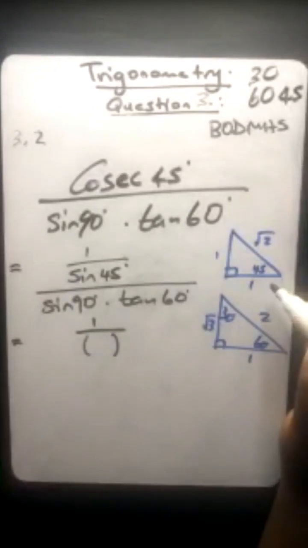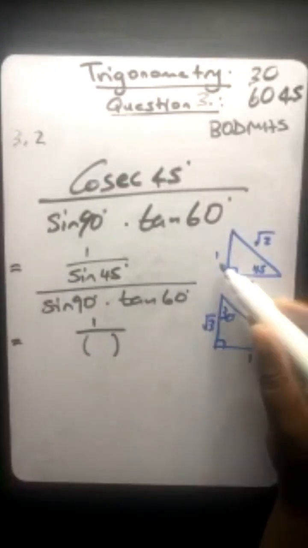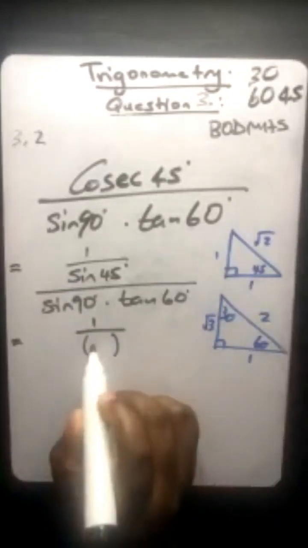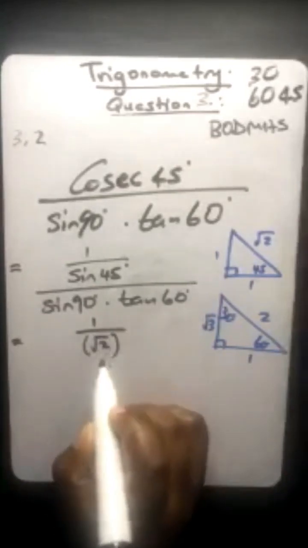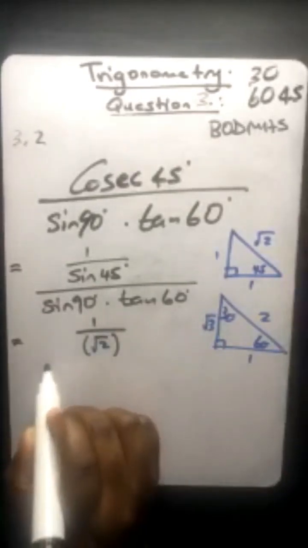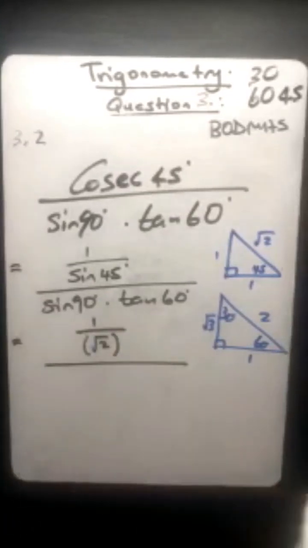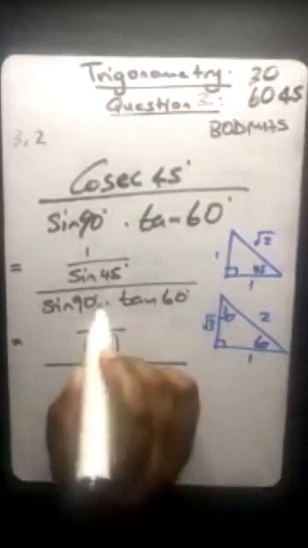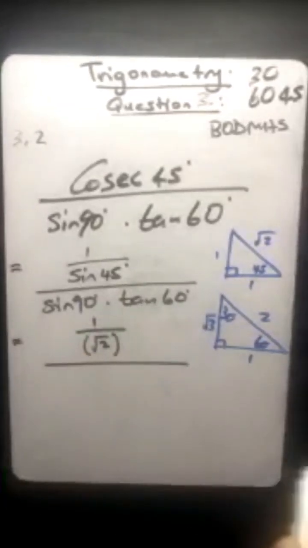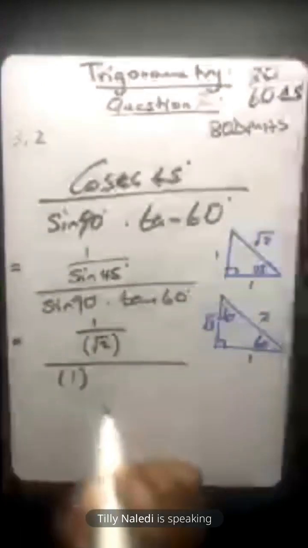1 over 2 square root of 2. 1 over square root of 2, because it is opposite over half. Yes. 1 over square root of 2 over 1, which is the same as that. The whole of that divided by what is sine 90? I think sine 90 gives us a number, which could be either 1 or negative 1 or something of that nature. What is sine 90? I think it's 1. Yes.